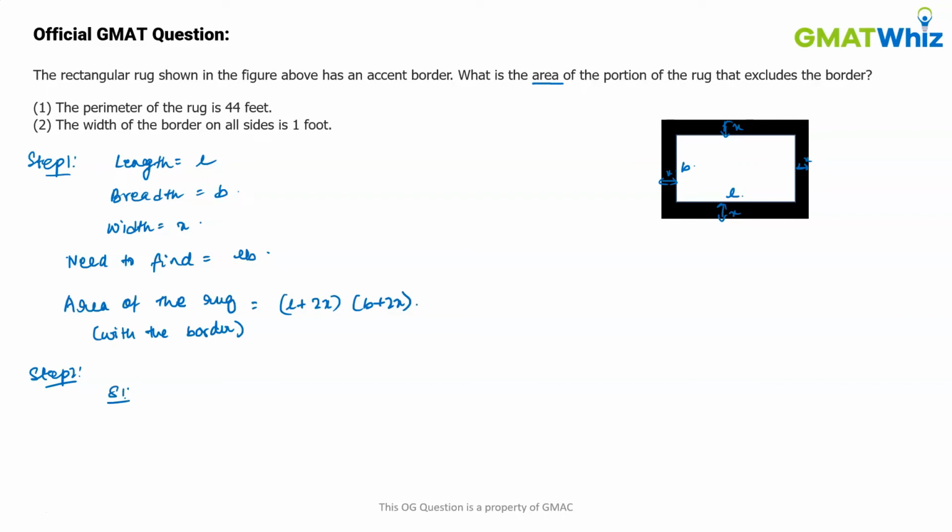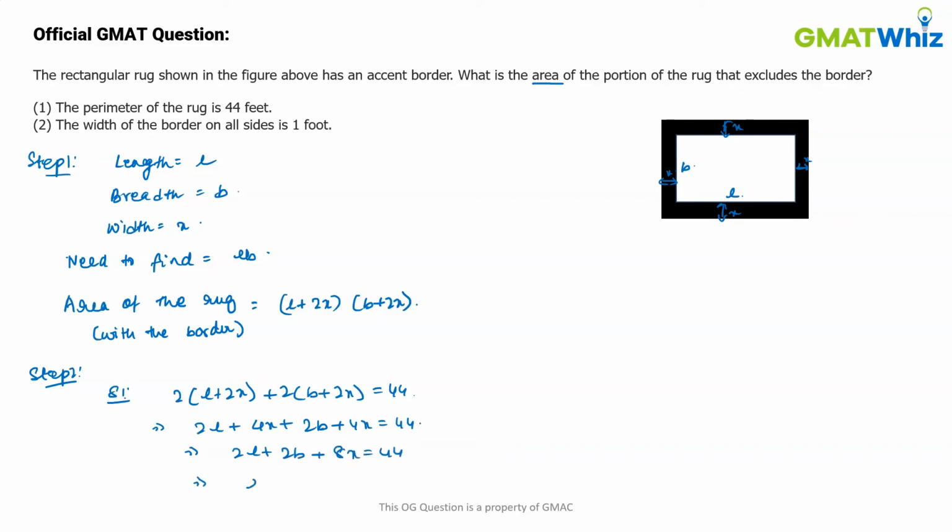Now this tells me that 2 times L plus 2x plus 2 times B plus 2x is equal to 44. Now if we simplify this, we get 2L plus 4x plus 2B plus 4x equals 44. At the most we can write this down as 2L plus 2B plus 8x equals 44, or simplify this and write it as L plus B plus 4x equals 22. Now there can be multiple values of L, B and x which satisfy this equation, and thus we do not get a unique value of L and B. So this makes the statement not sufficient, and out of the given options we eliminate A and D.